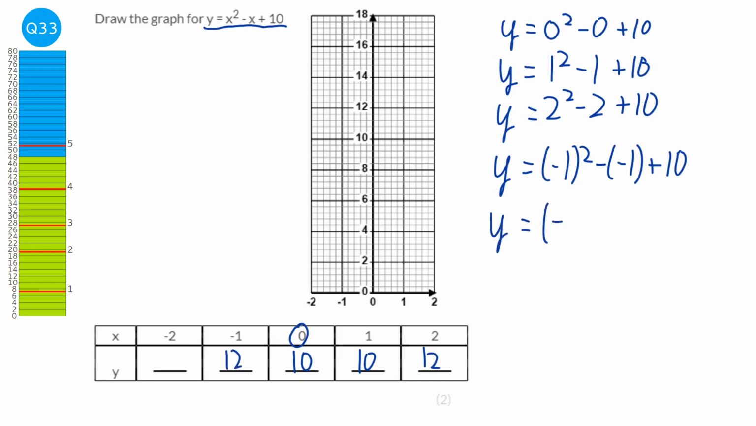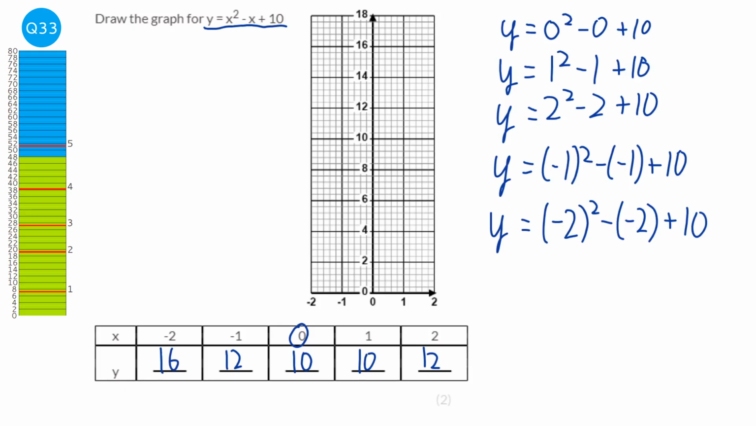And then we'll do the minus 2. So it'd be minus 2 squared minus 2 plus 10. So minus 2 squared is 4. The two minuses here make a plus. So it'd be plus 2. Should be 6, plus 10 will be 16.